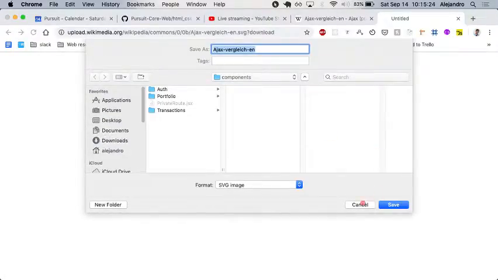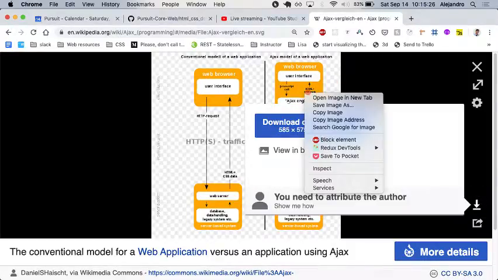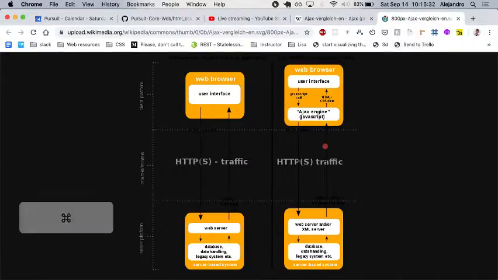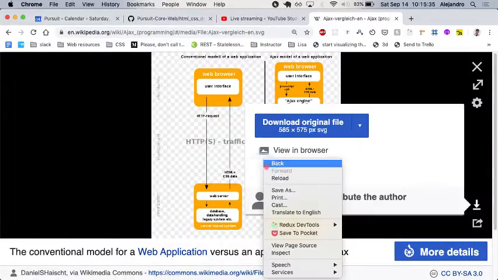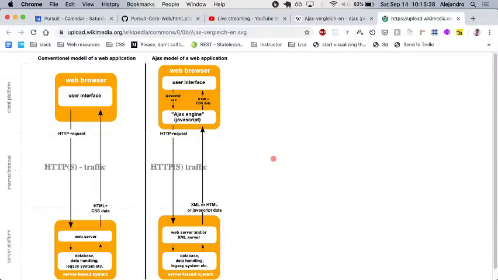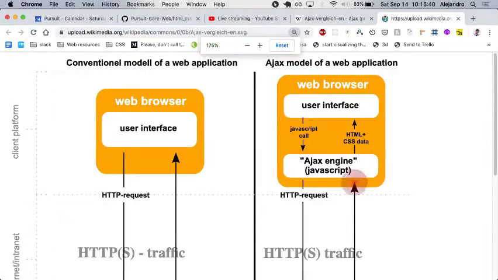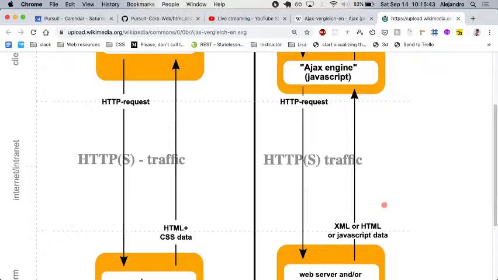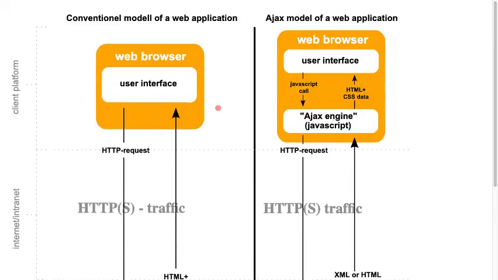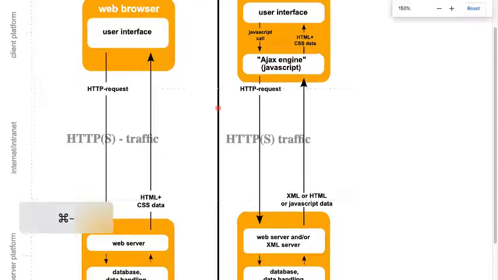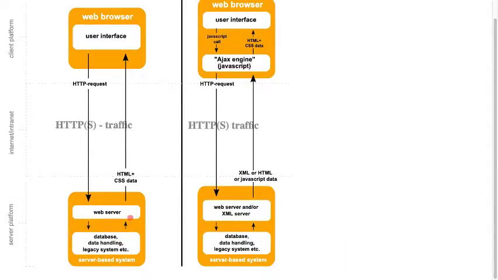Let's see if I can download the original file. Oh, this is kind of hard to see. So here we have the old way of doing websites on the left. You see the web browser, right? That's Chrome. The user interface, that's the buttons that the app has, right?